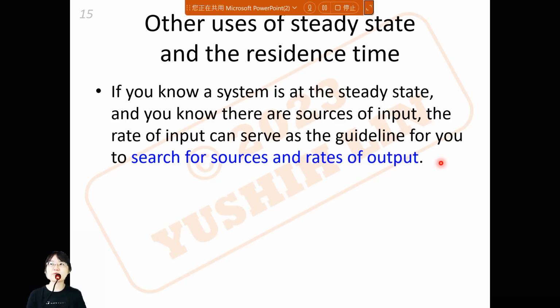That's exactly what we did in the helium-4 case. We know the stock, we know the input flux, we then should also know the output flux. If the output flux that you know is not large enough to match your input flux, that usually means some other output flux is missing. So you need to look for that output flux, and then you can also estimate its rate. That's how we use the residence time approach.